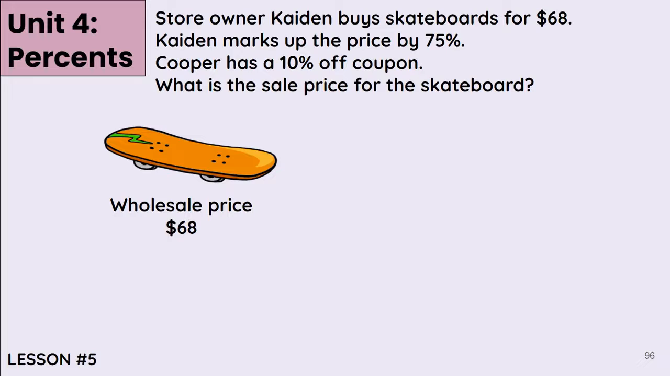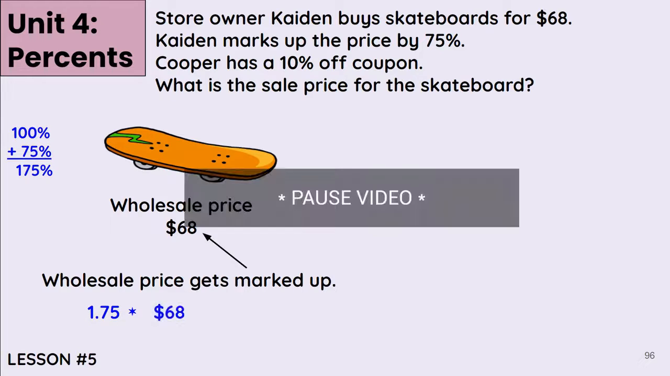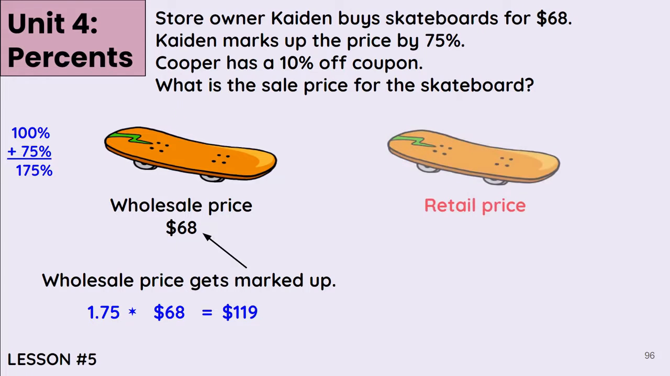So first, Caden needs to mark up the price by 75%, which means customers are going to have to pay 100% plus 75% extra. So that's 175%. So go ahead and do 1.75 times the wholesale price. All right, you should have found out that the retail price is going to be $119.